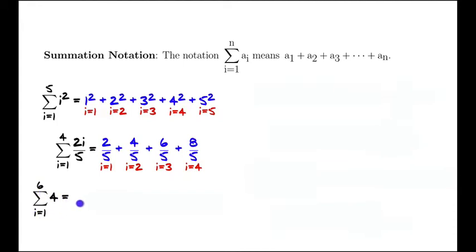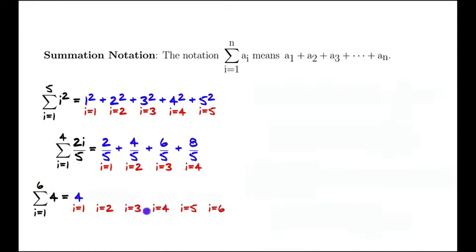Sum i equals 1 to 6 of 4. You might think it's just 4, but you'd be wrong. 4 is just the i equals 1 term. We have 6 terms. That is, we can't just use 4. We have to have a term for each of the i's in this summation notation.